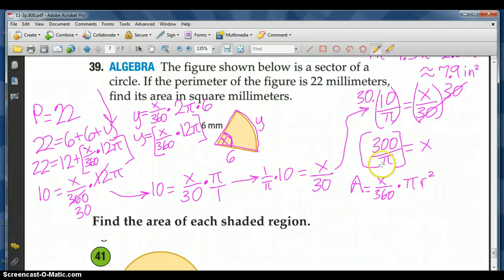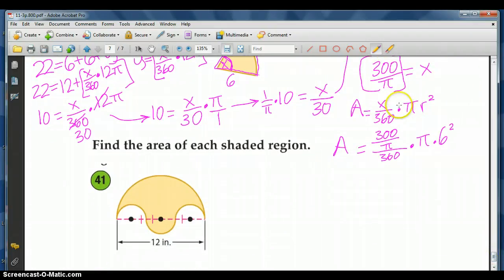So we're going to substitute in 300 over pi over 360, and we're going to substitute in our radius, which is 6, right like that. So we can also write this as 300 over pi times, since I'm dividing by 360, that's the same as multiplying by 1 over 360. And 6 squared is 36.